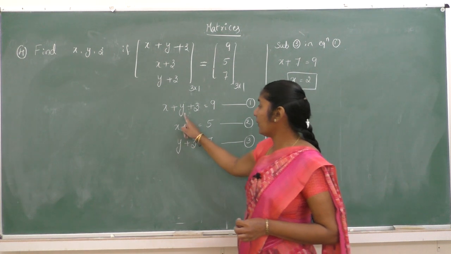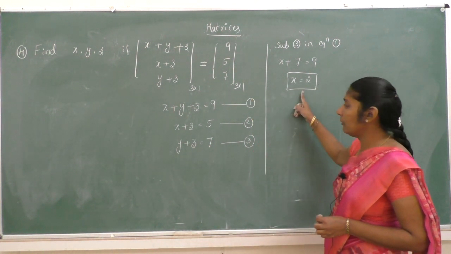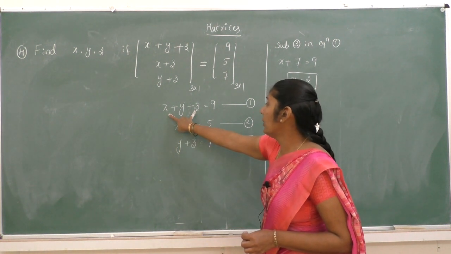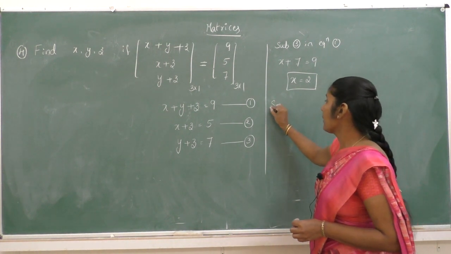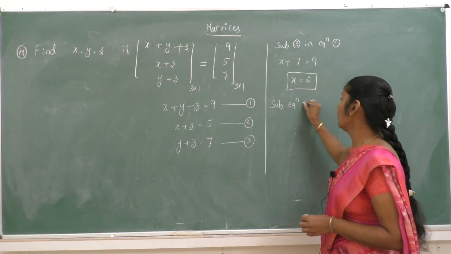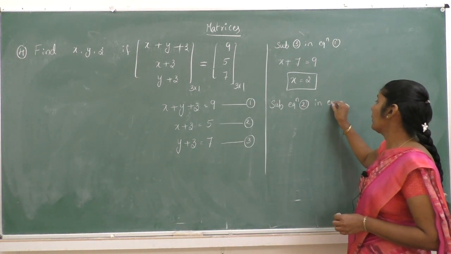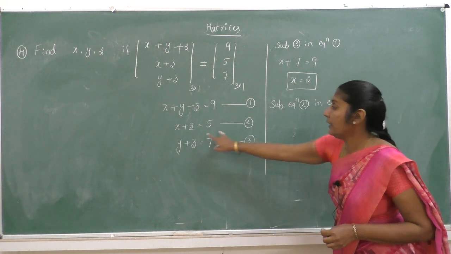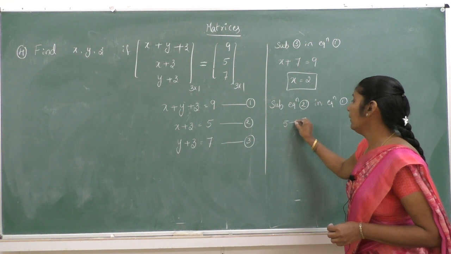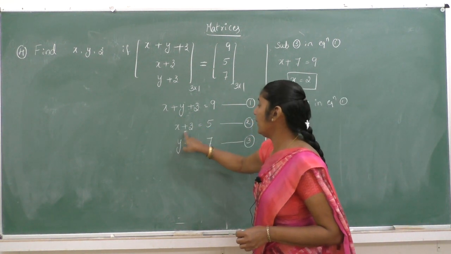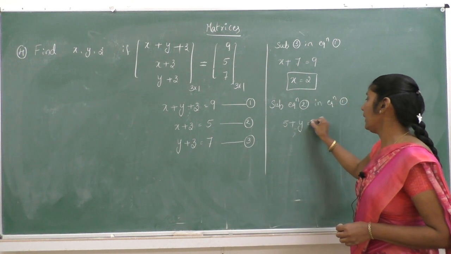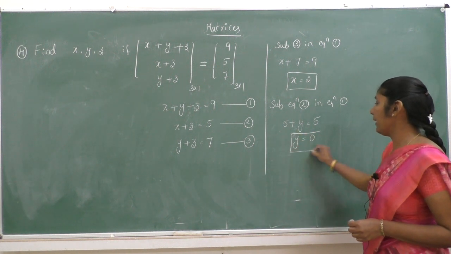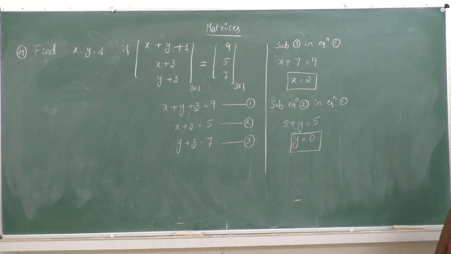Next, our aim is to calculate the value of y and z. The value of x has come. Now, you have x plus z, take the value of x plus z and substitute it in equation 1. Substitute equation 2 in equation 1. So the value of x plus z is 5, plus y is equal to 5. Then we get y is equal to 0. 5 and 5 cancel, so y value is 0.